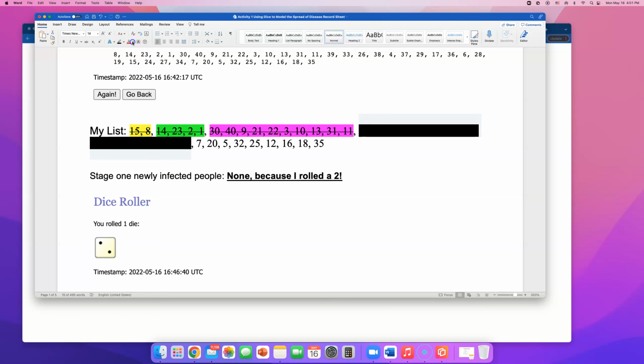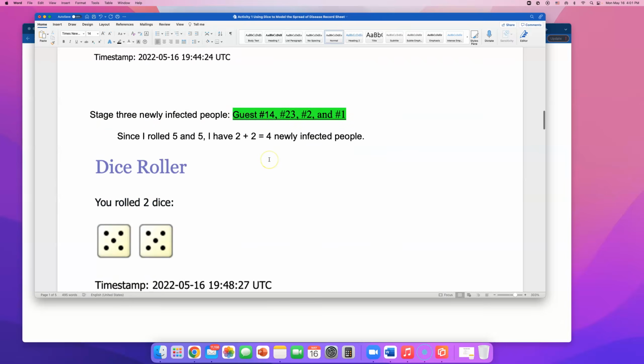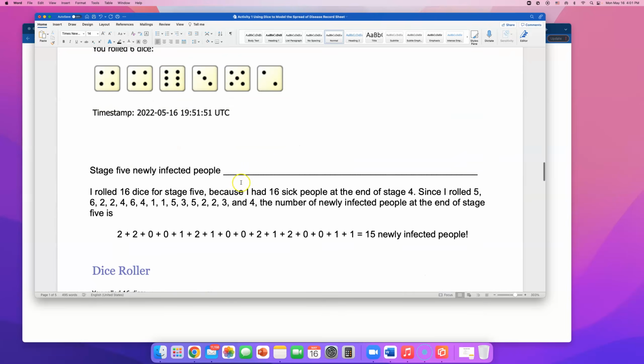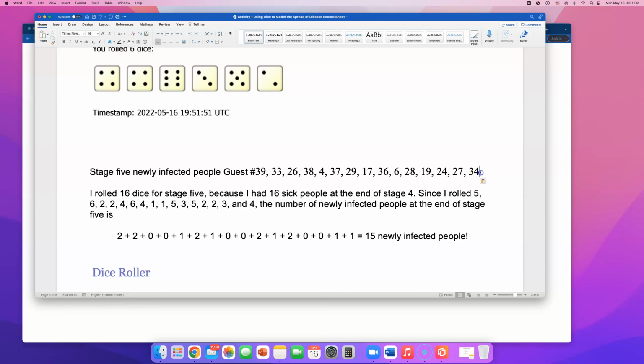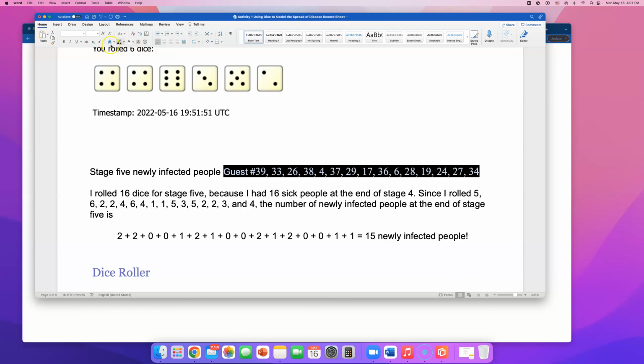Hold on. Okay, and then I'll cross those out. Strike through. Good, okay. So those are the newly sick infected people. So I'll tell them those guest numbers are now sick. And I'll try to color code this to match what I did up there, okay? Okay, that looks good.